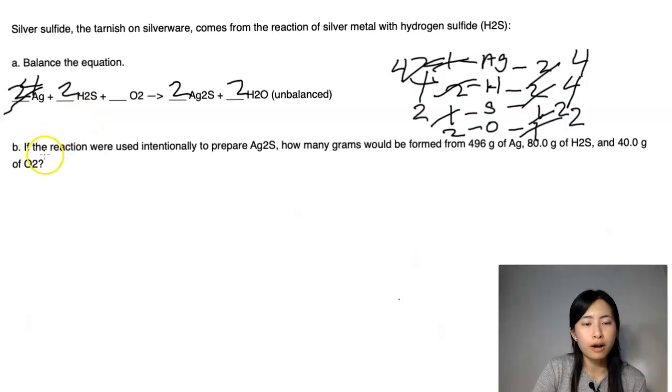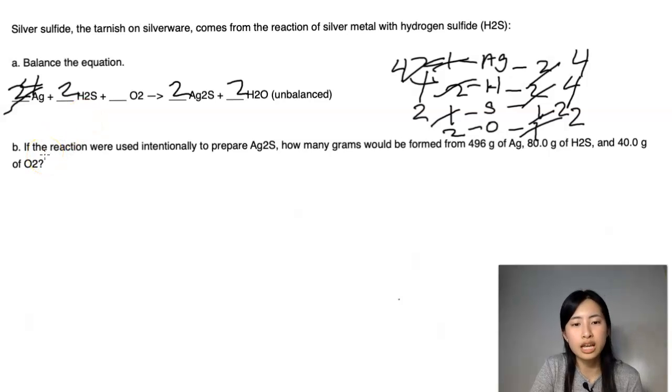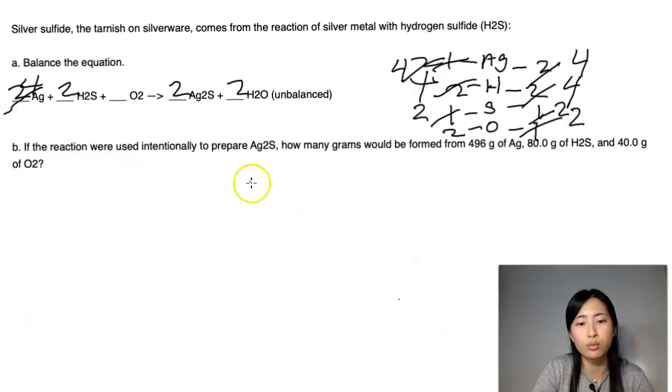Now, moving on to part B: if the reaction were used intentionally to prepare silver sulfide, how many grams would be formed from 496 grams of silver, 80 grams of hydrogen sulfide, and 40 grams of oxygen? This question does not tell you what the limiting reactant is. Therefore, you need to go ahead and look for the limiting reactant, because the amount of limiting reactant would dictate how much of your product, in this case silver sulfide, will be produced.